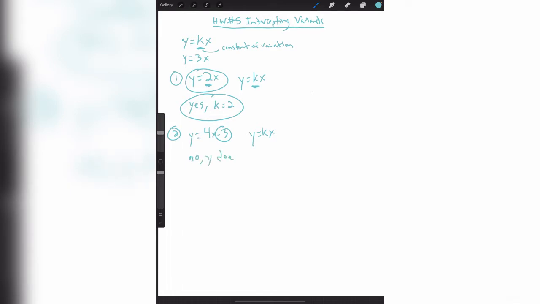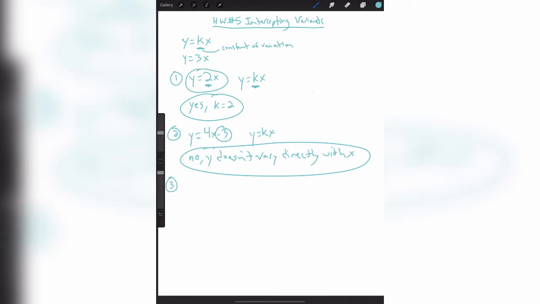Y doesn't vary directly with x. Okay? And you don't need to find the constant of variation because it's a no. So all I need to do is circle this and you're good to go.